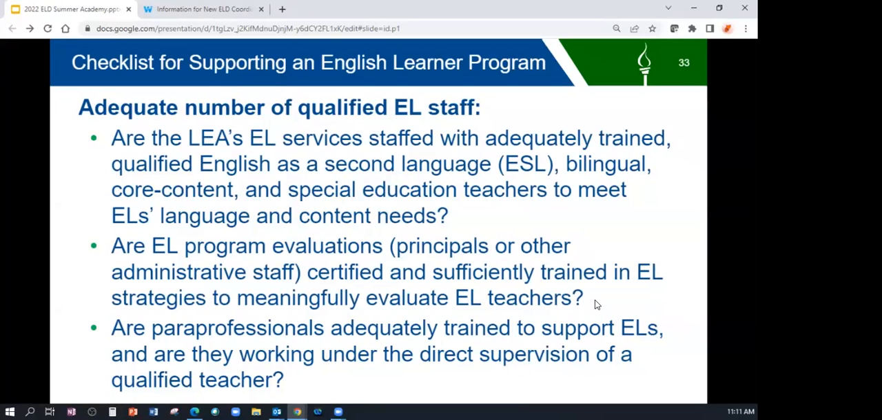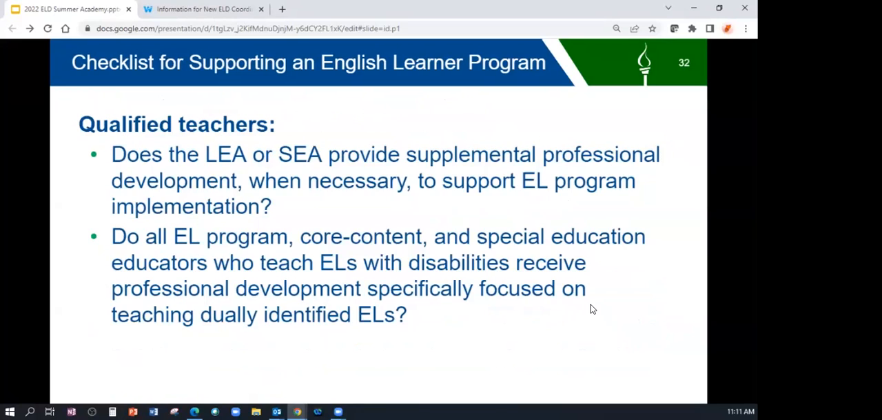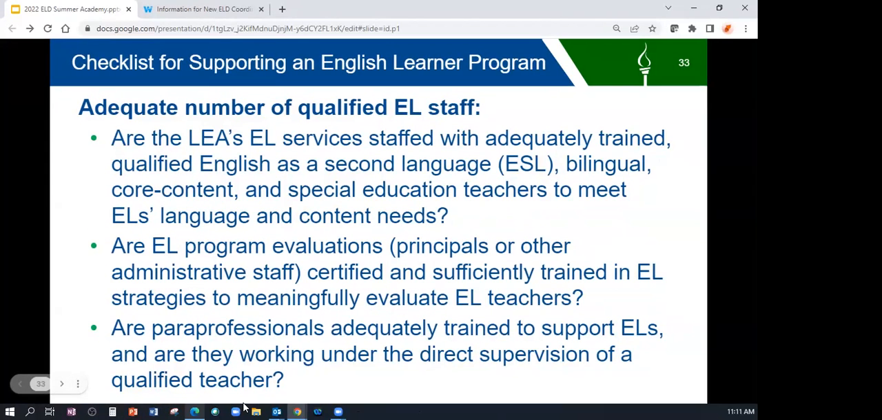Again, this talks about both your EL teacher and your paraprofessionals should be adequately trained. So your paraprofessionals should also be getting some professional development, and program evaluations need to be viewed by those who are sufficiently trained to evaluate EL teachers and the program. So your principals and administrative staff also need some training.